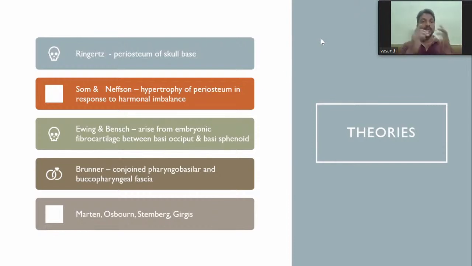Just mark the names of the theories. If it is asked in the essay, you have to write it, or it's more commonly asked in your OSCE and even in your viva. Because old timers are very fond of asking the theories of juvenile nasopharyngeal angiofibroma. Okay, so the other theories are given by Martin et al., Osborne, Stemberg, and this.